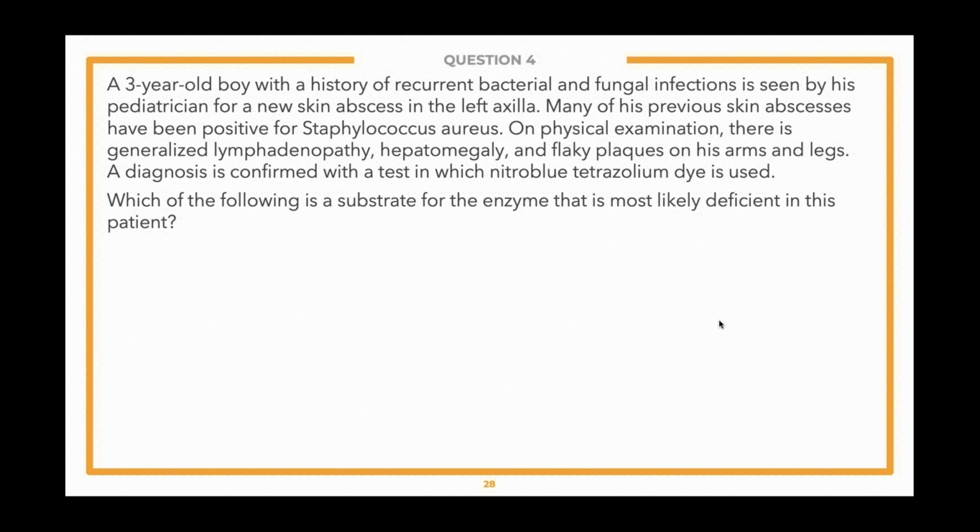All righty, let's take a look at that vignette. A 3-year-old boy with a history of recurrent bacterial and fungal infections is seen by his pediatrician for a new skin abscess in the left axilla. Many of his previous skin abscesses have been positive for Staphylococcus aureus. On physical examination, there is generalized lymphadenopathy, hepatomegaly, and flaky plaques on his arms and legs. A diagnosis is confirmed with a test in which nitroblue tetrazolium dye is used. Which of the following is a substrate for the enzyme that is most likely deficient in this patient?